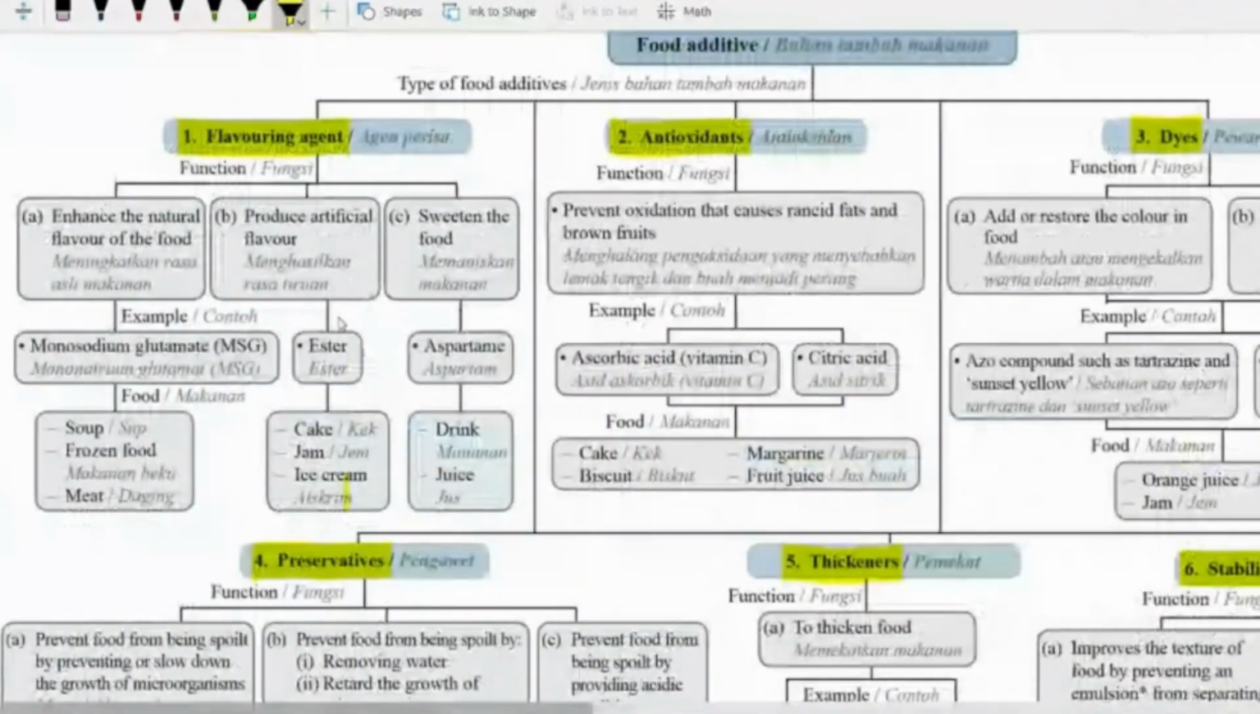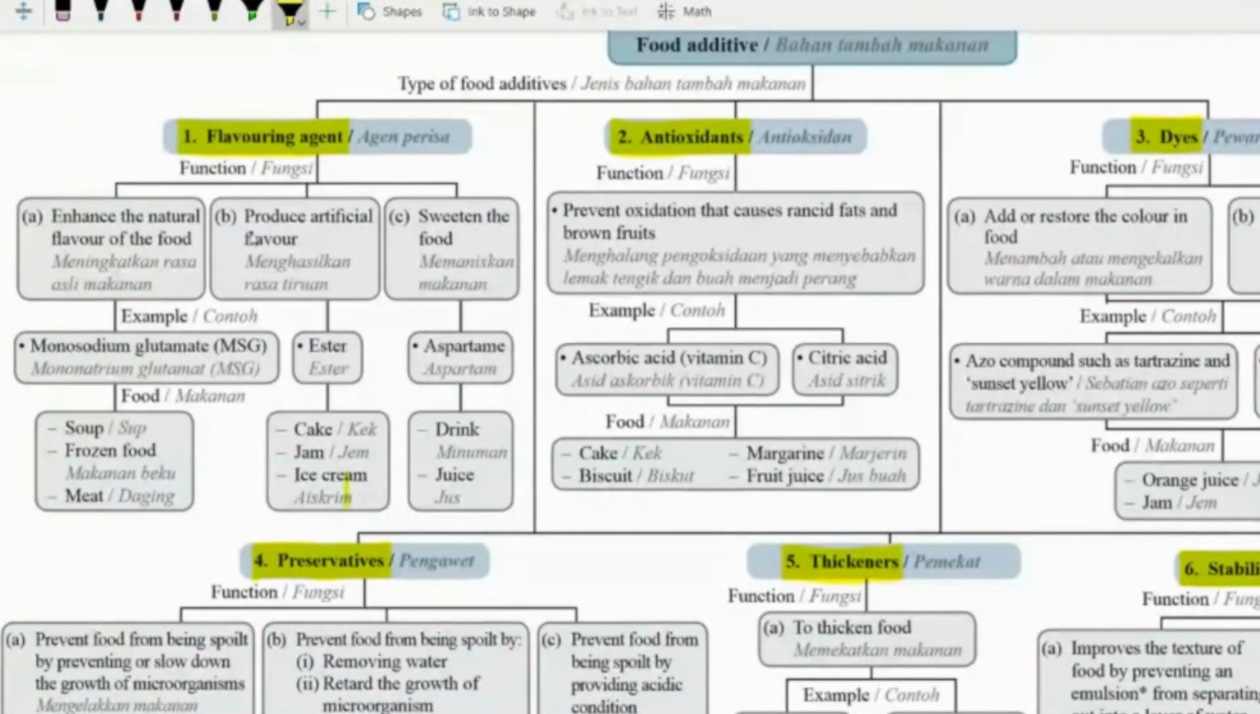So flavoring. If we look into the name, definitely we know what is the function: to enhance the natural flavor of the food, to produce the artificial flavor, and to sweeten the food. There are 3 functions here. Sometimes during the food production the taste for the food is already lost, so they will add in some flavor to restore the original flavor. This is the first one.